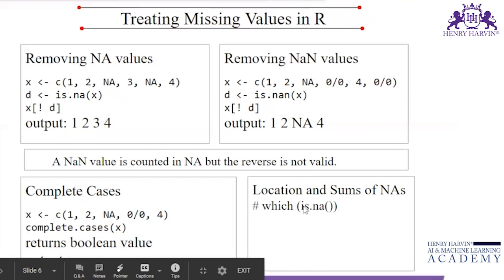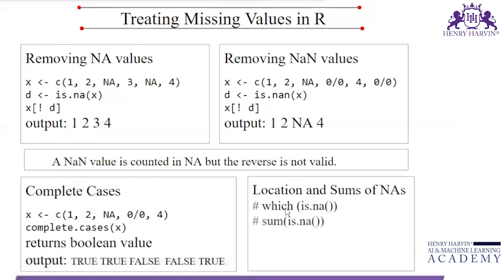What will happen? Wherever NA is present, it will return us the position of that value. Next, we can use the sum function, the column sum function, and row sum functions, using is.na inside it.